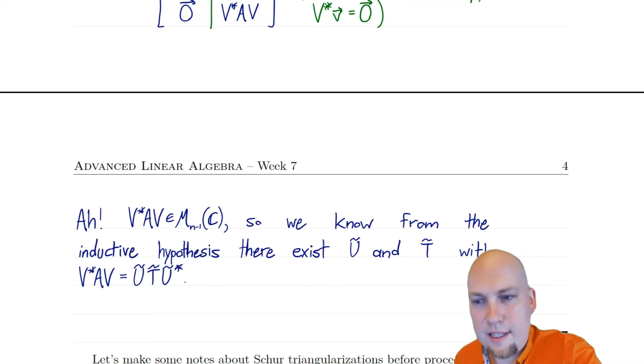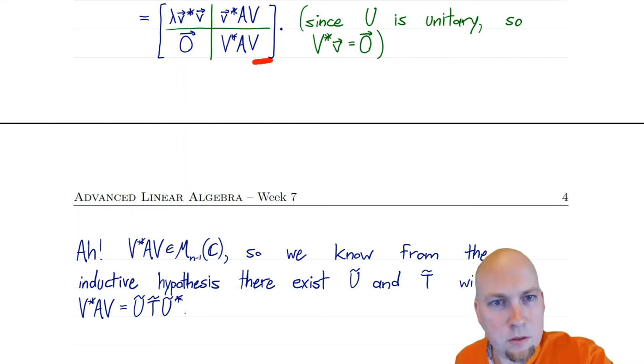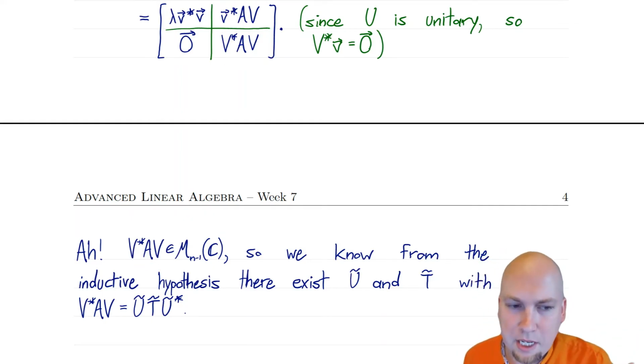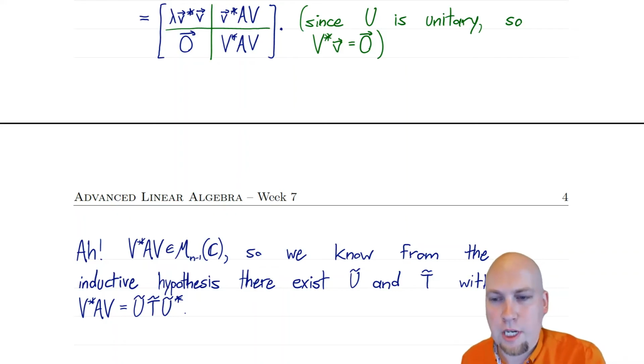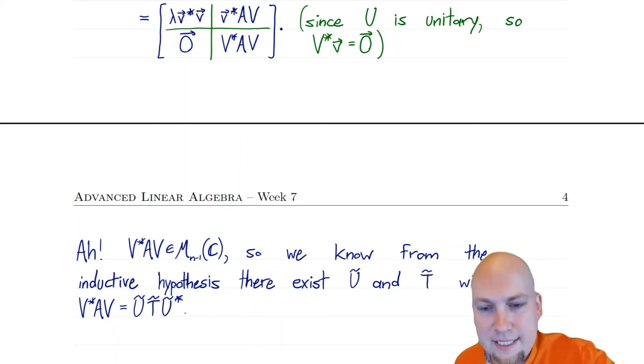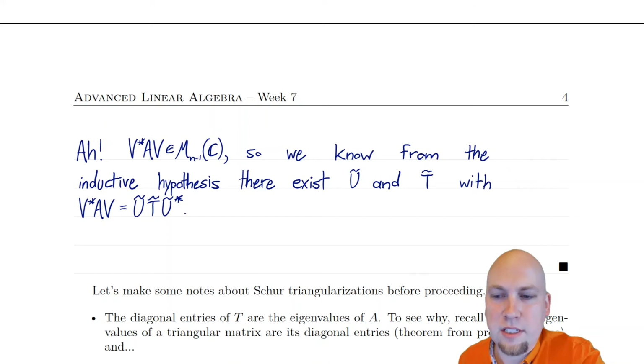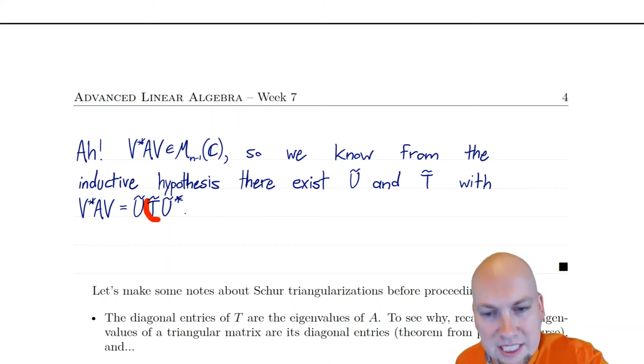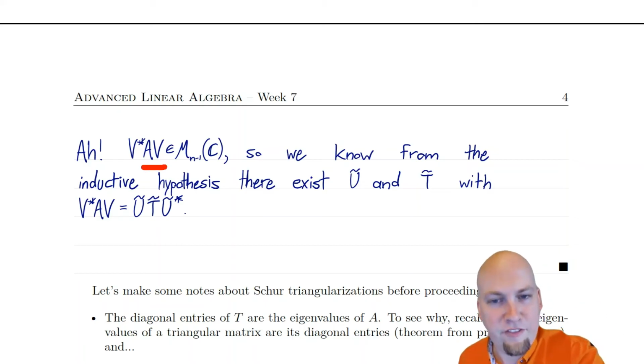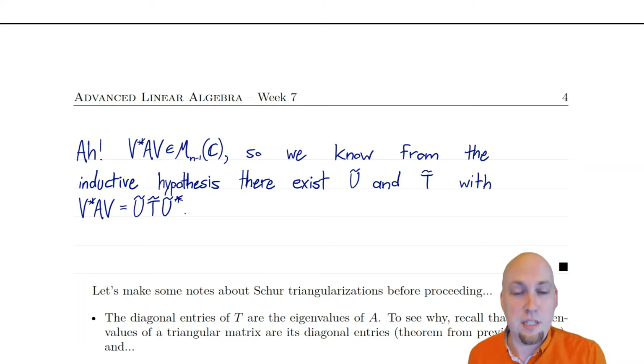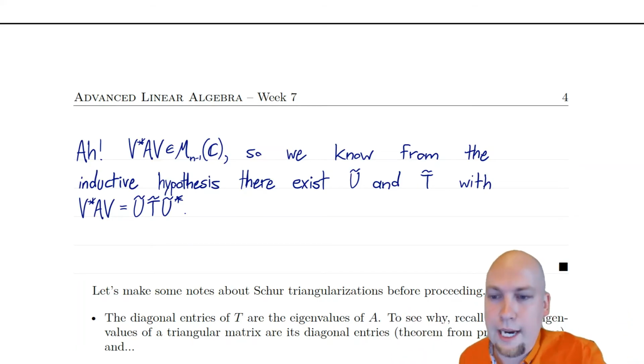We notice that this matrix in the bottom right corner, V star AV, is n-1 by n-1. So by the inductive hypothesis, we know that it can be Schur triangularized. In other words, there exists some new unitary matrix that we're going to call U tilde, and some new upper triangular matrix that we're going to call T tilde, such that V star AV equals U tilde T tilde U tilde star. So in other words, we can Schur triangularize it.